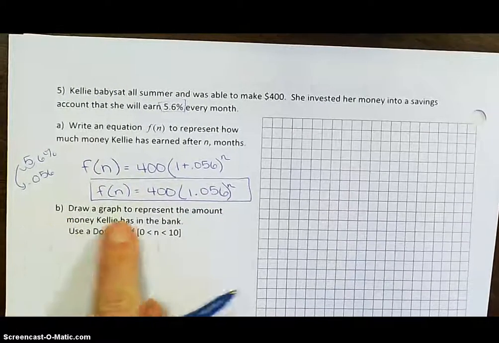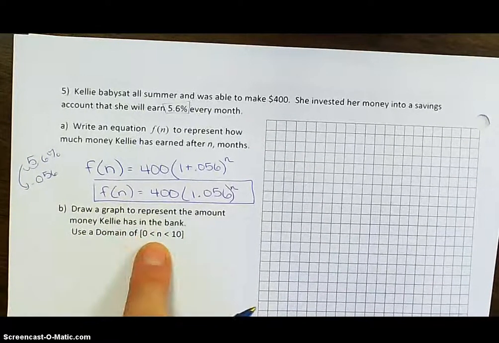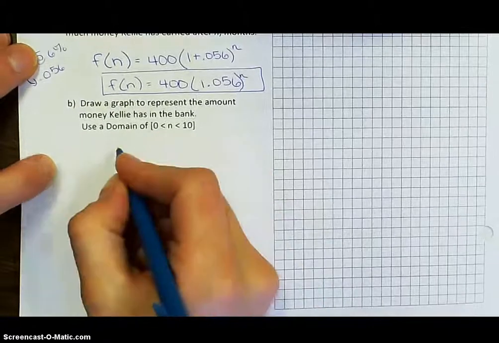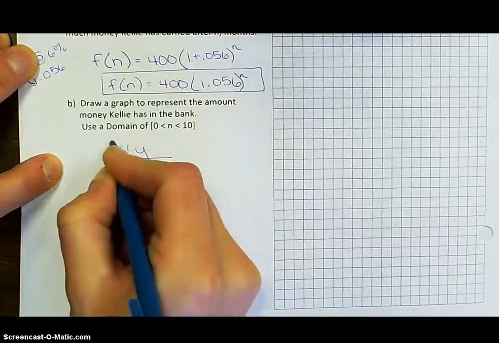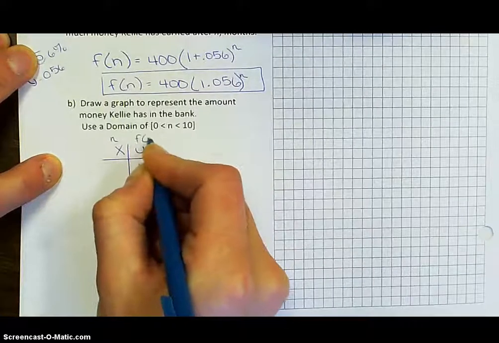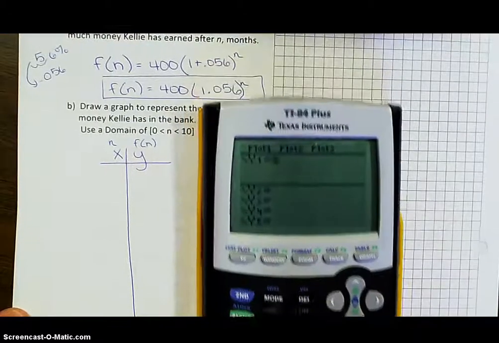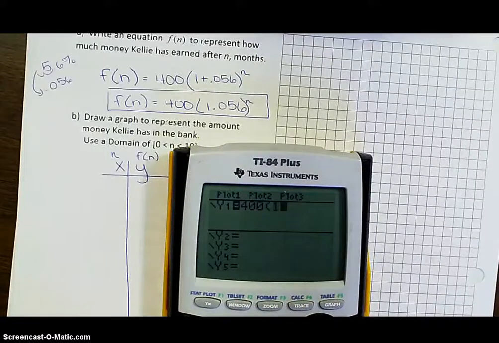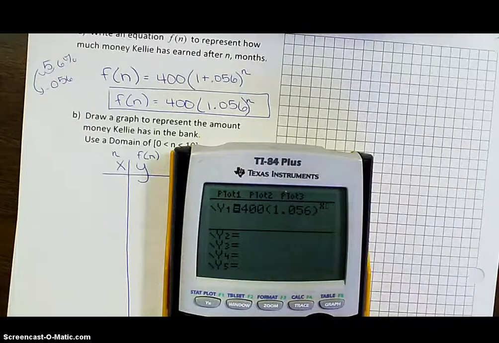Now part B says draw the graph to represent the amount Kelly has in the bank. Use a domain from 0 to 10. So remember, this is what we call a restricted domain. They're telling you exactly what they want you to put in your x values. In this case, x is actually our n, and y is our f of n. So let's go ahead, use our calculators, and find those values. We're going to go to y equals, and type in our formula. Now instead of n, our calculator is going to type in x.